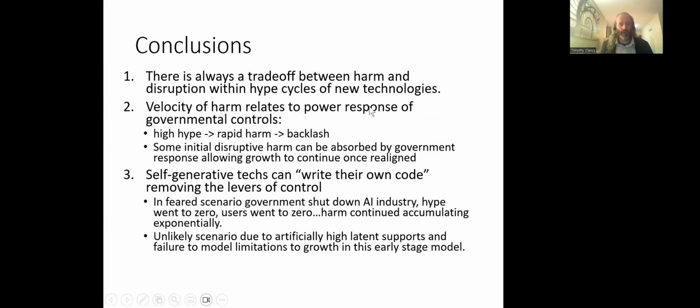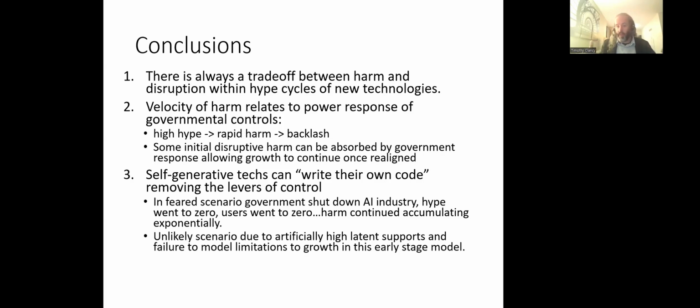Conclusions: there's always a trade-off between harm and disruption within hype cycles of new technologies. Second, the velocity of harm relates to the power of the response of government and control. So high hype equals rapid harm equals backlash. Where we're at, right? Some initial disruptive harm can be absorbed by governmental response, allowing growth to continue once realigned. This is common to all disruptive technologies. Now, the third point is specific not just to AI, but anywhere you see self-generated technology.